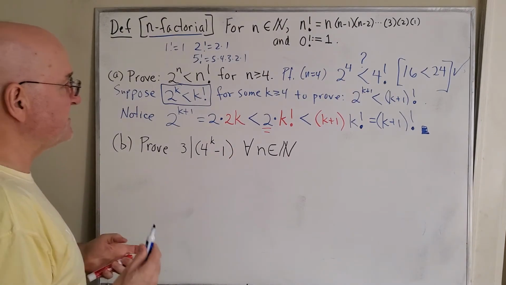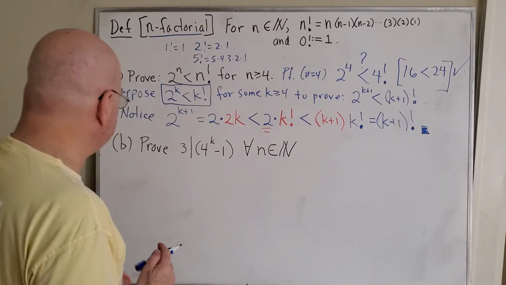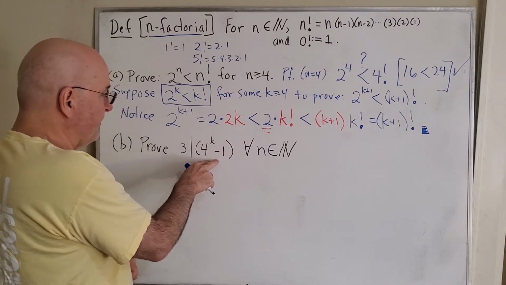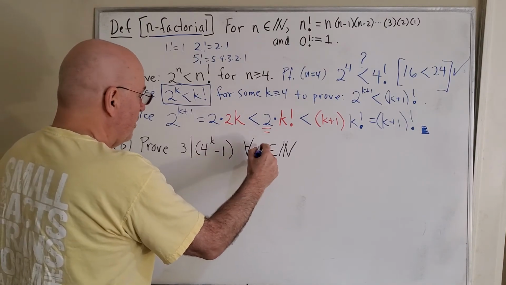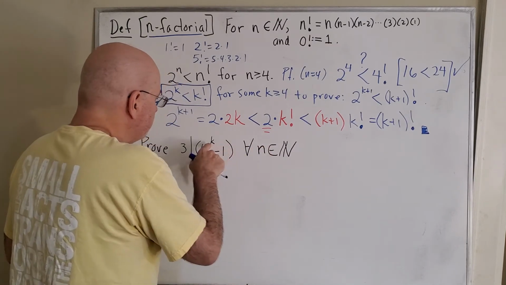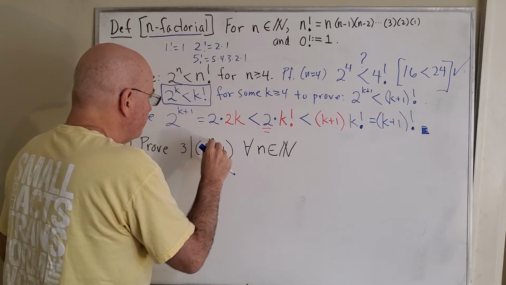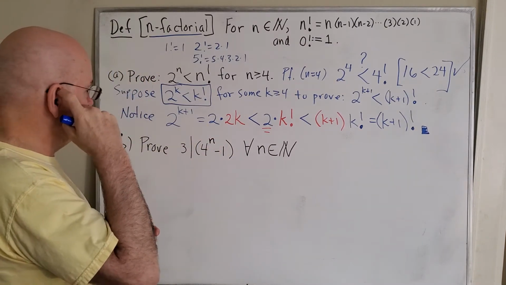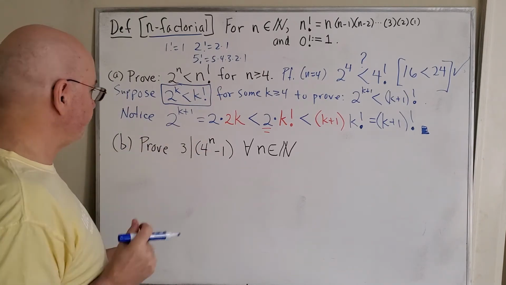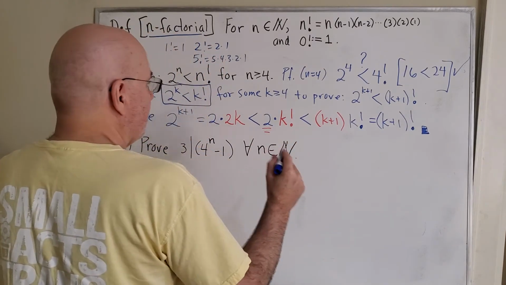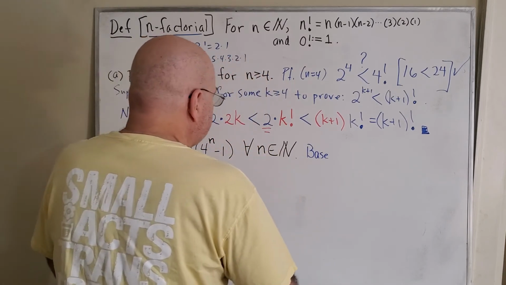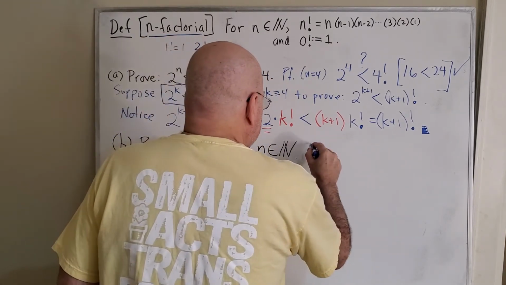Okay, let's look now at the next one. Prove that 3 divides this number. Oops, this would be for all. Yeah, I'm going to keep it in. For every natural number n, 3 divides 4 raised to the n minus 1. So let's just start off, see if I can get the base case on this line. I'm just going to write what the base case is. It's n equals 1.